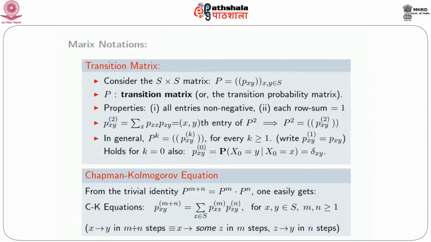Obviously, in order for that to happen, what you need to do is go from x to some state z in m steps and then follow it up by transition in n steps from z to y. Of course, it has to be summed over all z in S. So it also probabilistically looks fine. You could have proved it directly, but all we wanted to see is how easily it follows as a consequence of adopting this matrix notation.